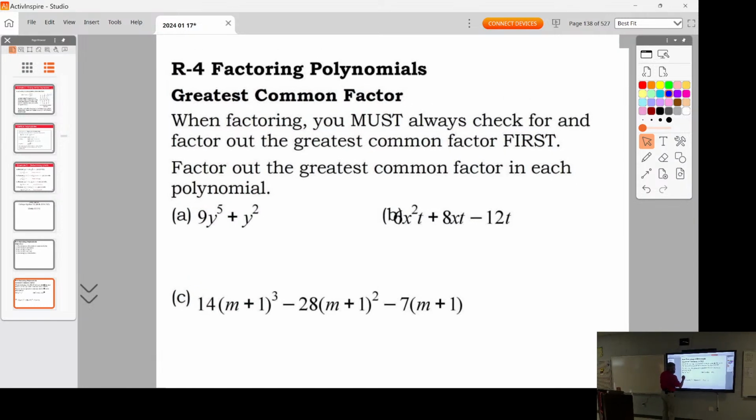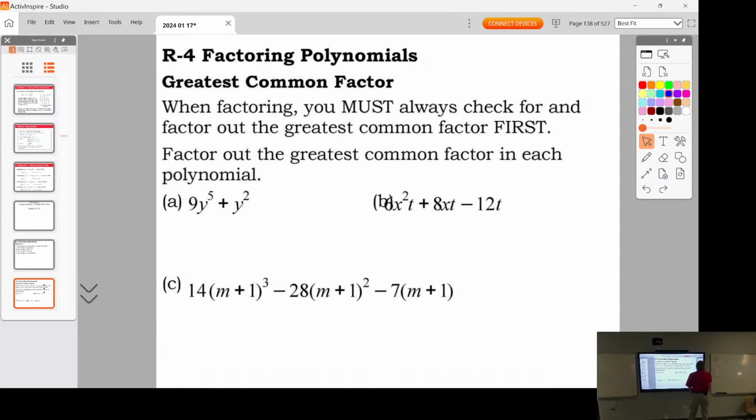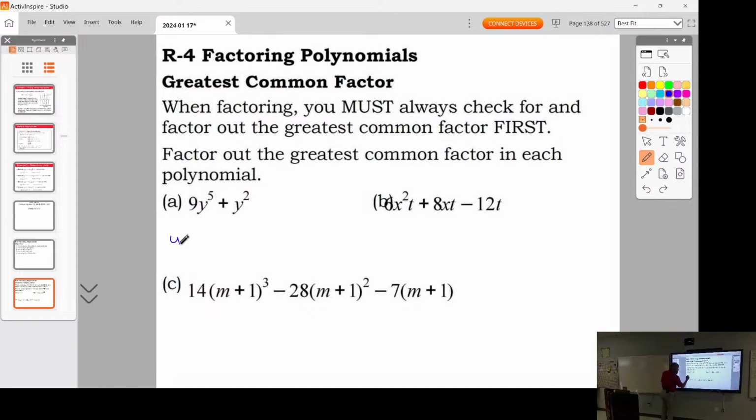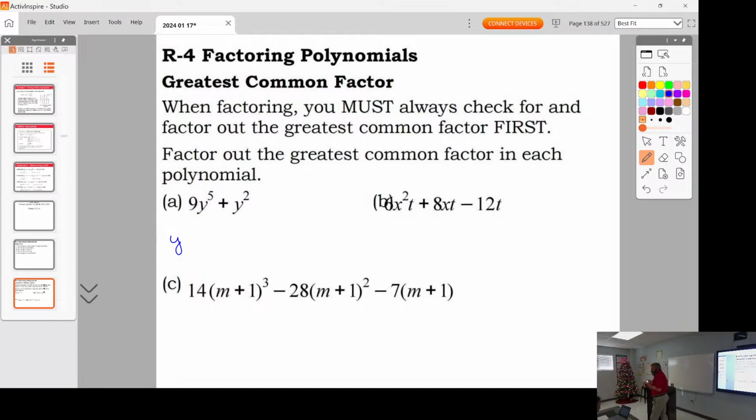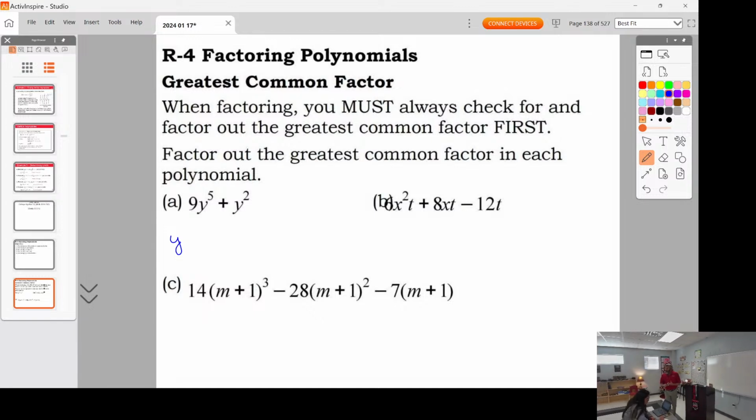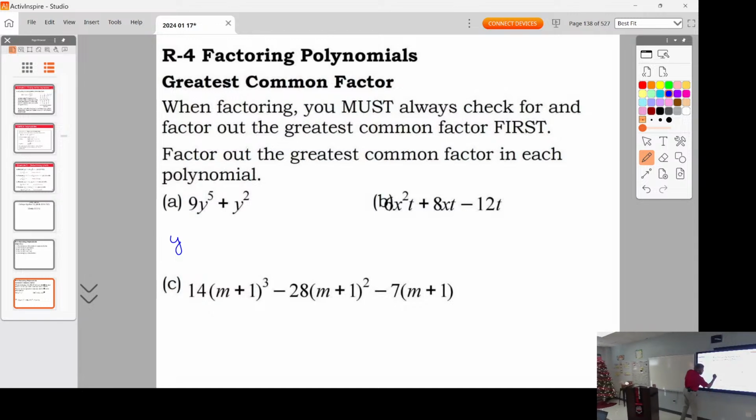Now you said y squared. Why did you say y squared? Once you establish that every term has the same letter in it, you write that letter down with the lowest exponent. Whatever the lowest exponent is, they all have at least a y squared in them, right? And that's how you picked up the y squared. But I mean, you were right on. I was wanting some explanation.